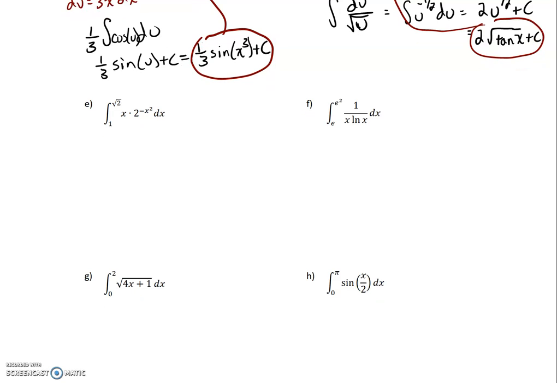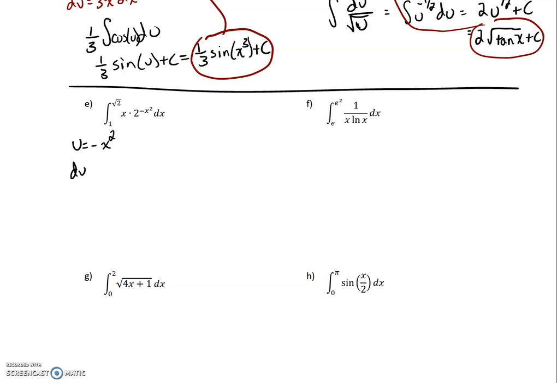So now let's look at the last four. I'm just going to do the front side of this worksheet for you. The last four here are all definite integrals. Notice now we have those bounds of integration. I'm going to let my u equal negative x squared here. My du will equal negative 2x dx. That means that x dx piece that I'm trying to rewrite is equal to negative 1/2 du.